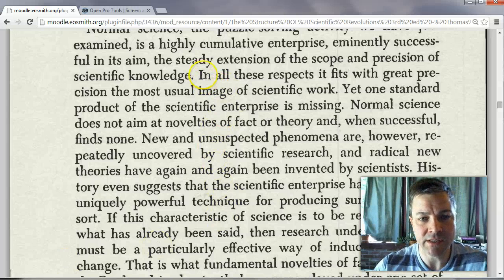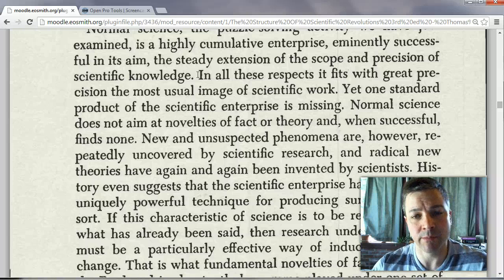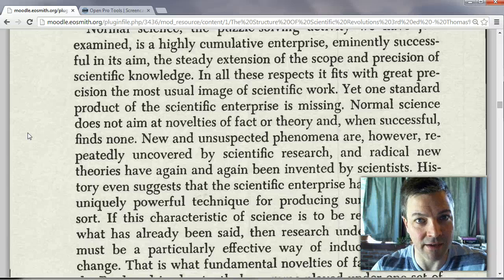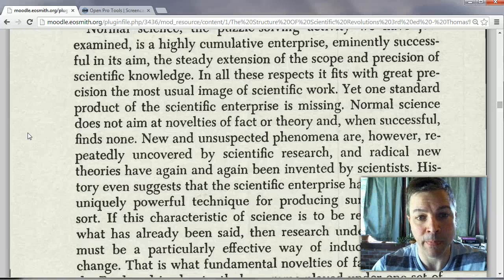Okay, now he continues here, "In all these respects it fits with great precision the most usual image of scientific work," which is just what I just said. Like, this is how people usually view science as working. "Normal science does not aim at novelties of fact or theory, and when successful, it finds none." In other words, when science is successful, it's not going to find facts that contradict itself. Okay? It's not built to do that.